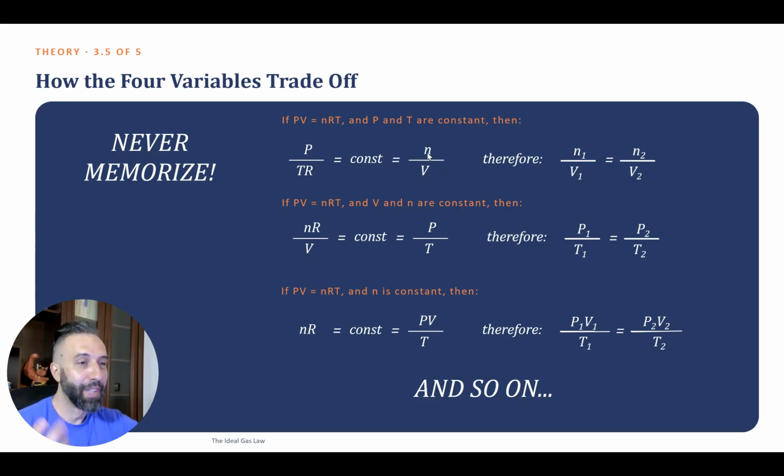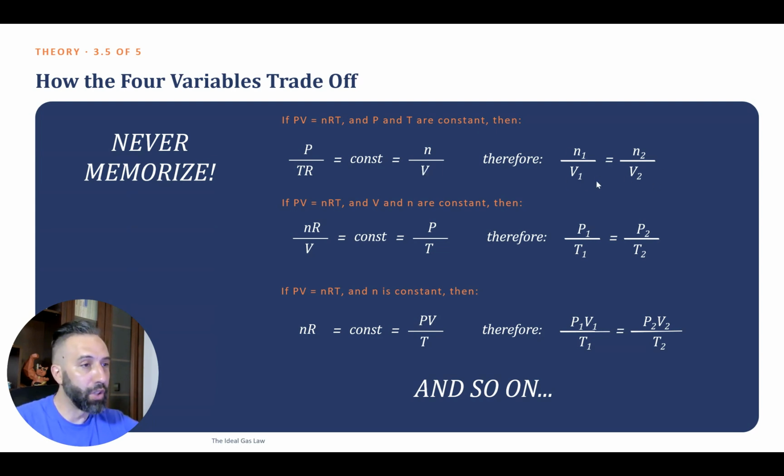And therefore, if I increase the N, I will also have to increase the V because N1 divided by V1 will be N2 divided by V2. So in other words, N and V are going to be proportional.